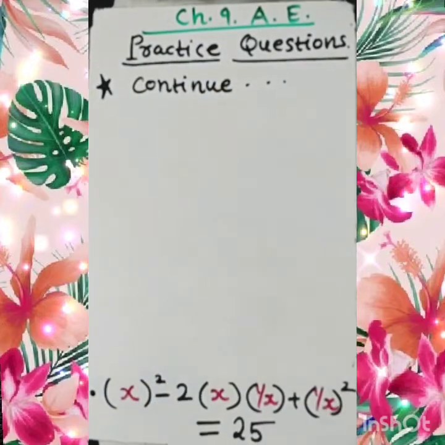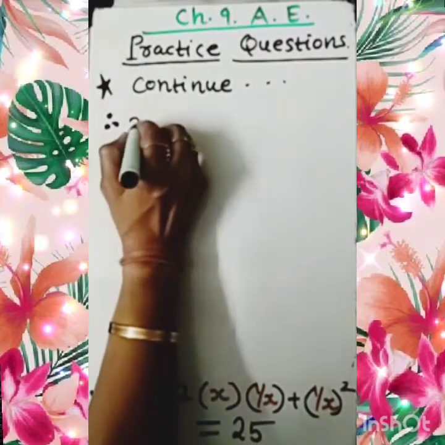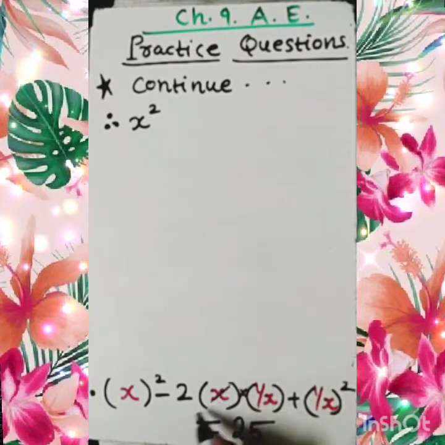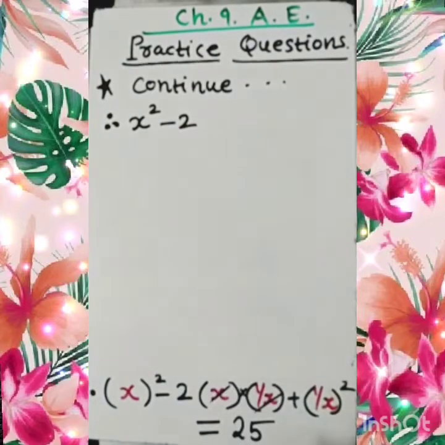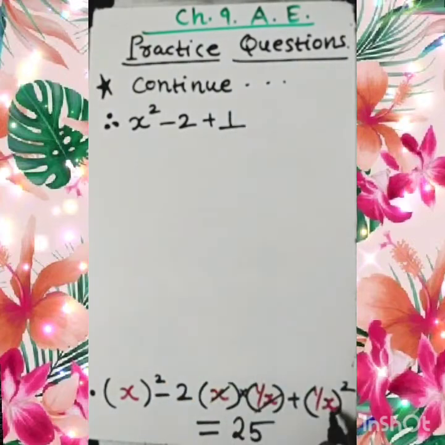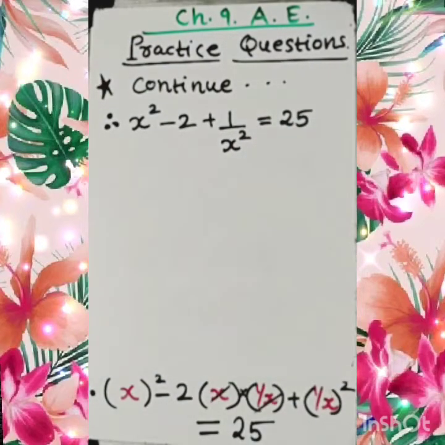The continuation, let's simplify. The sign is already there. So here x square, minus, what about this? As we know, 2 into x into 1 upon x is the product between them. The x in numerator and denominator cancel, so 2 into 1 gives 2. So I need to mention here minus 2 plus. What about this? Square of 1 is 1. Square of x is x square. That is equal to 25. The question is x square minus 2 plus 1 upon x square equal to 25.